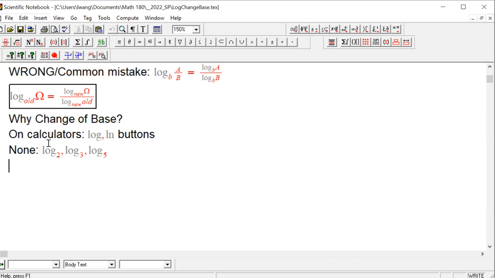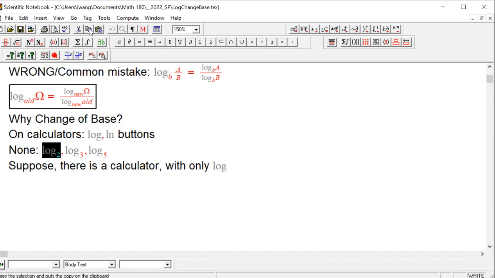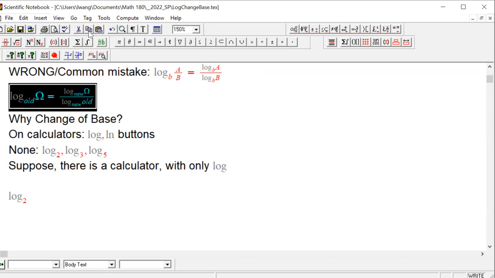Okay, suppose there's a calculator with only common log, which is base 10. No problem. If you have a situation of log base 2, you can follow this formula.